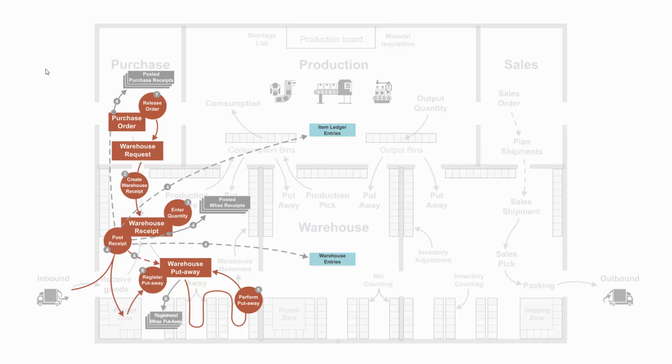And this will create a registered warehouse put away document while moving the items from the receipt bin into the warehouse bins, and it also of course creates warehouse entries to handle that. So this is the full inbound warehouse flow.